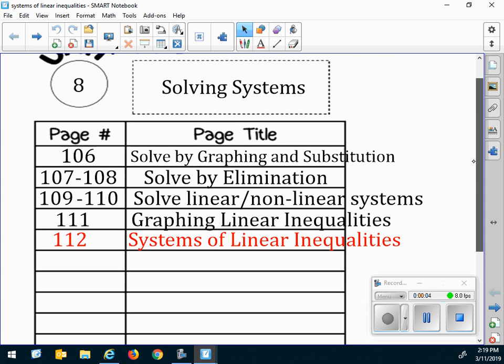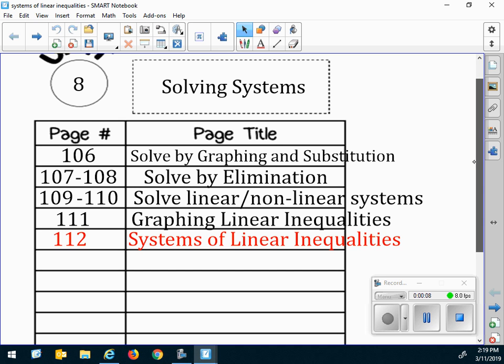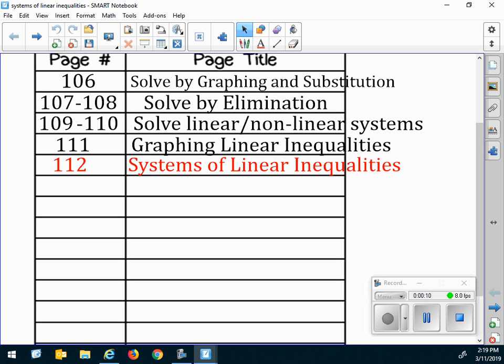This is how you need to update your table of contents. This is the last lesson for solving systems. Now, notice it's called a system of linear inequalities. You guys have already done systems of equations, and you remember what are all the ways you learned how to solve a system of equations?